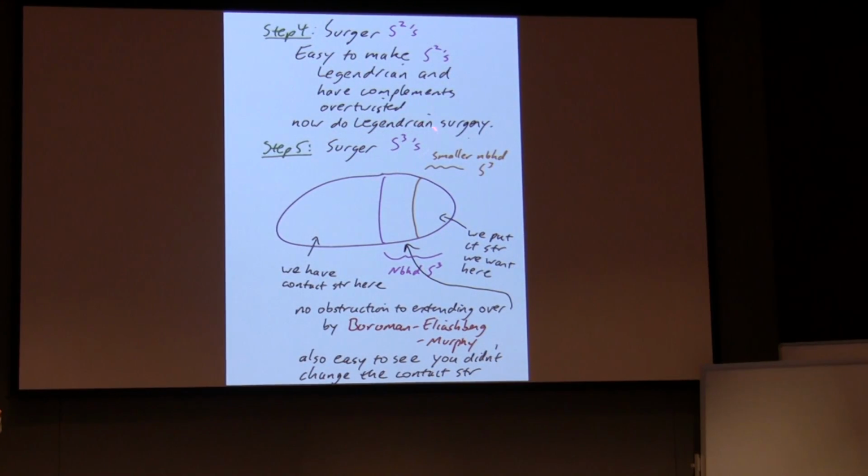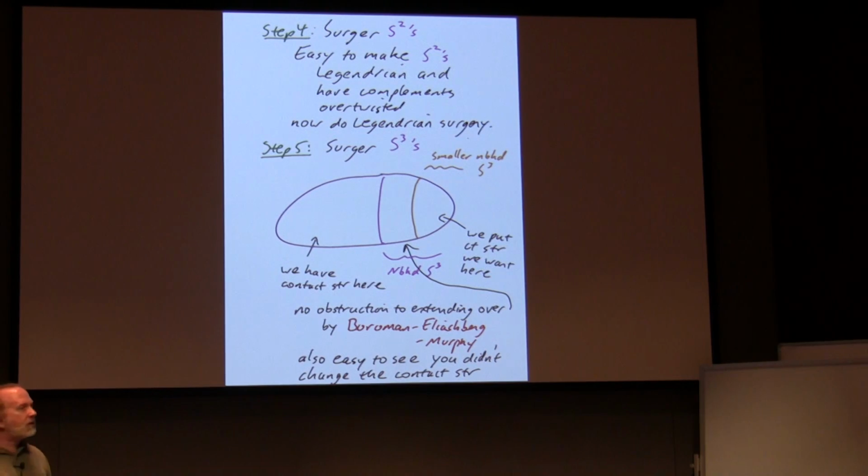And now finally we want to do surgery on our S3s. This is the hardest part. You have to work a little bit harder here. But what you do is, I've got an S3 I want to do surgery on. Okay? So what I'm going to do is, I'm going to look at the complement of a neighborhood of that S3. And over here, I'm just going to have whatever contact structure I had, and I'm going to make sure that was over-twisted over here. So we can certainly do that.